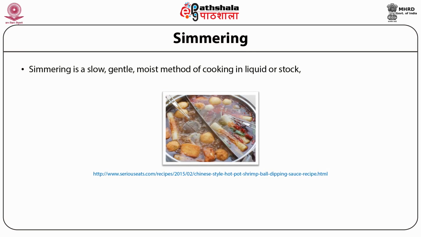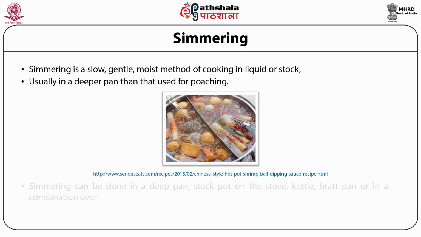Simmering. Simmering is a slow, gentle, moist method of cooking in liquid or stock, usually in a deeper pan than that used for poaching. Liquid is heated to just below boiling point, approximately 95 to 99 degrees Celsius, higher than that used for poaching. With slightly more movement in the cooking liquid, tiny bubbles rise slowly to the surface, only occasionally bursting. This is much less movement than when boiling.